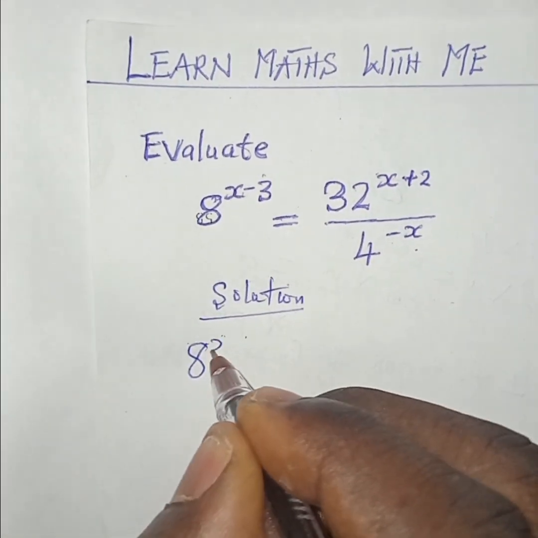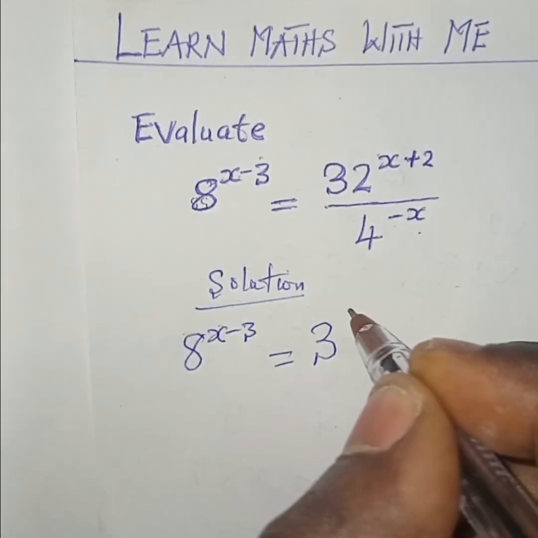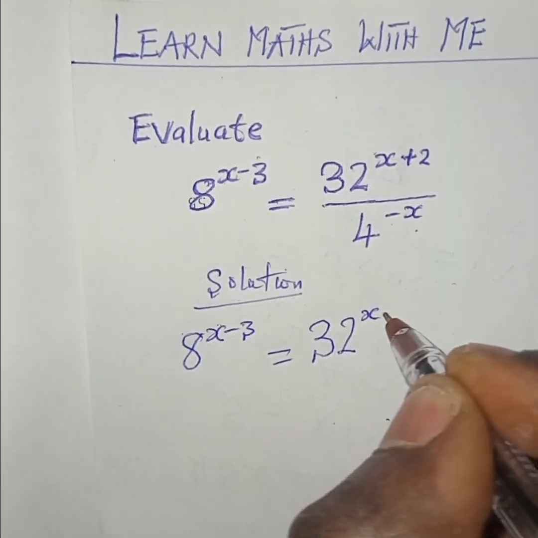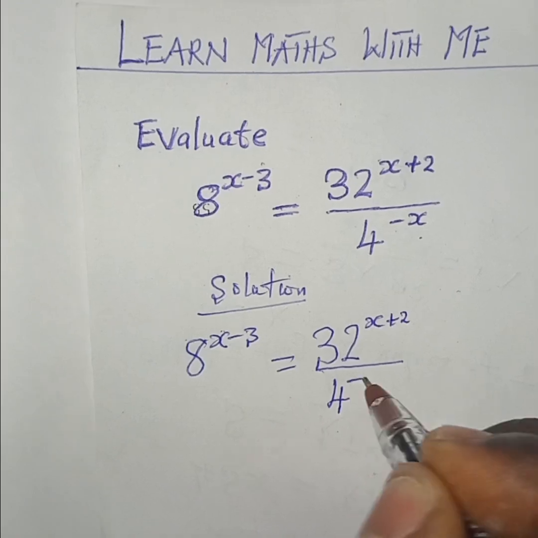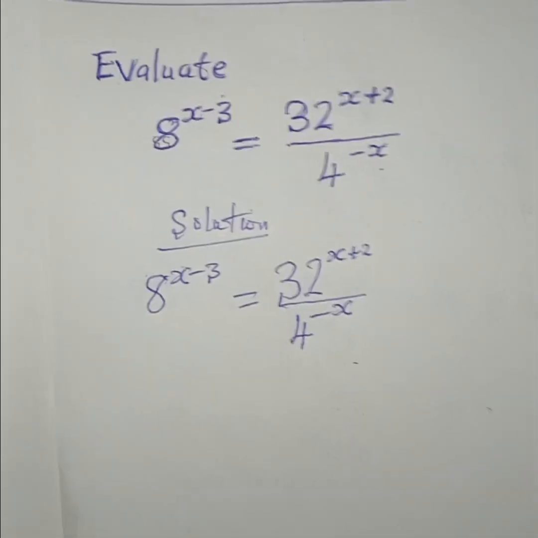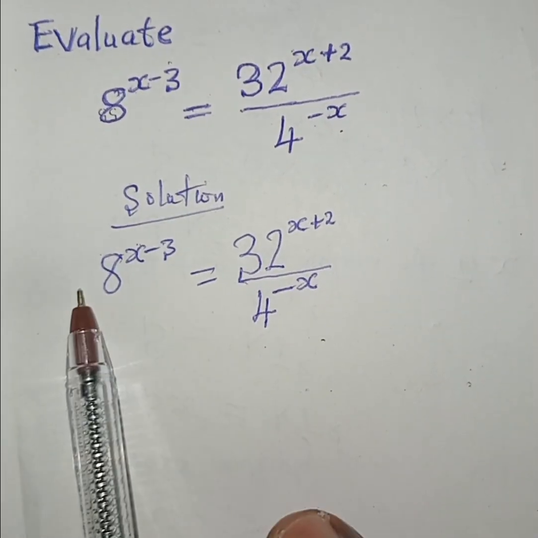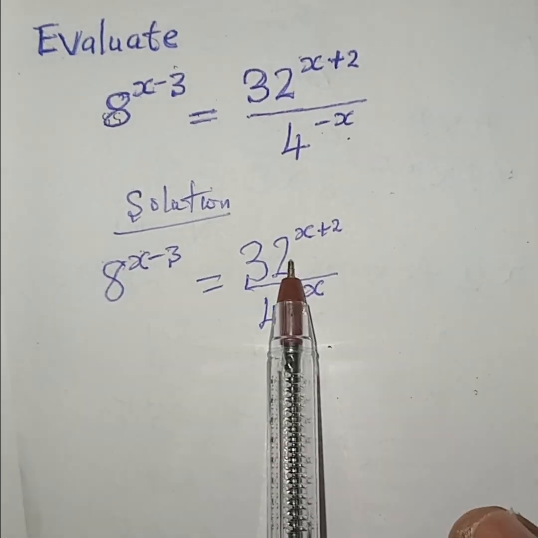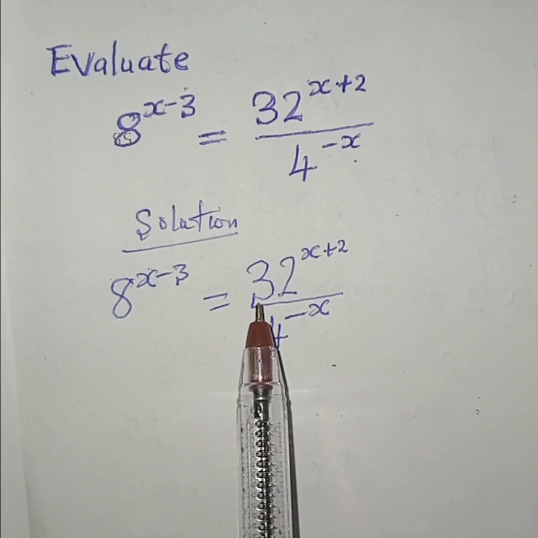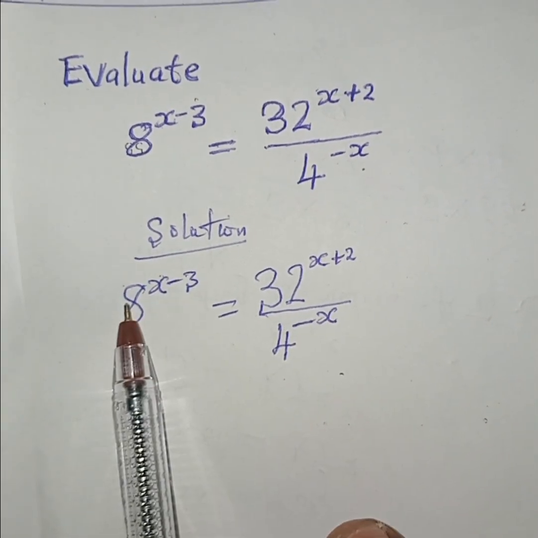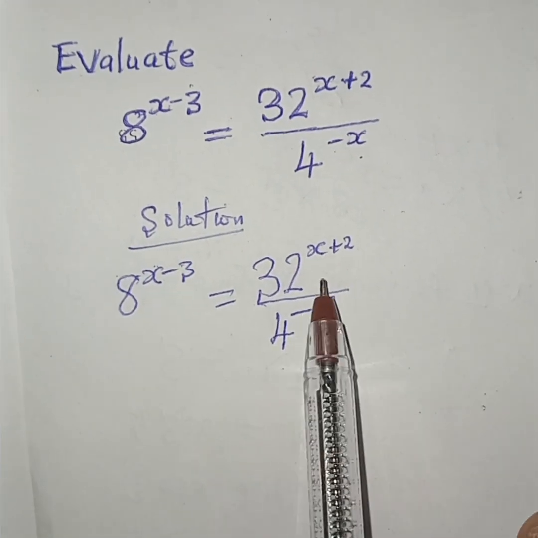So if you write the question, you have 8 raised to the power of x minus 3 equal to 32 raised to the power of x plus 2 divided by 4 raised to the power of minus x. Now if you look at the question, we have two sides, the right hand side and the left hand side, and each of these are of different base. So our focus is how to simplify this question so that the right and the left hand side can be of the same base, so that we can cancel them and find the value of x. So that is our focus.